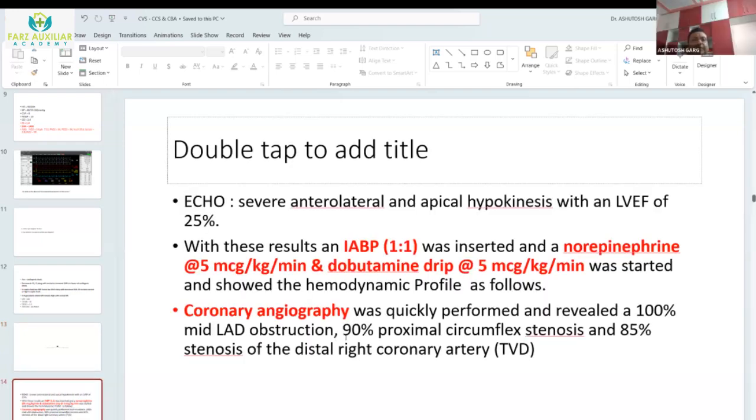Okay, so in this case, we started with IABP, and norepinephrine and dobutamine drip was started and showed the hemodynamic profile as follows. In the meantime, coronary angiography was quickly performed, which revealed a 100% mid-LAD obstruction, 90% proximal circumflex stenosis, and 85% stenosis of the distal right coronary artery. Okay.